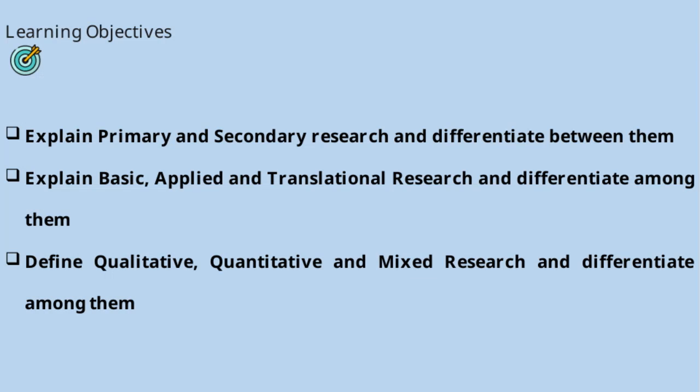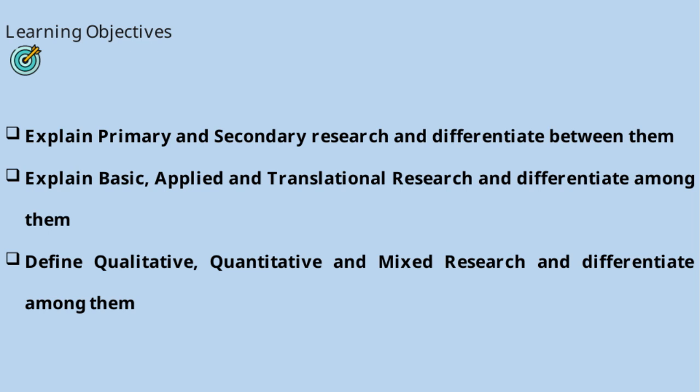Let's dive into our learning objectives for today. First, we'll explore the differences between primary and secondary research. Primary research involves collecting new data directly from sources, like surveys or experiments, while secondary research uses existing data, such as reports or academic articles. Understanding this helps us choose the right approach for our questions.